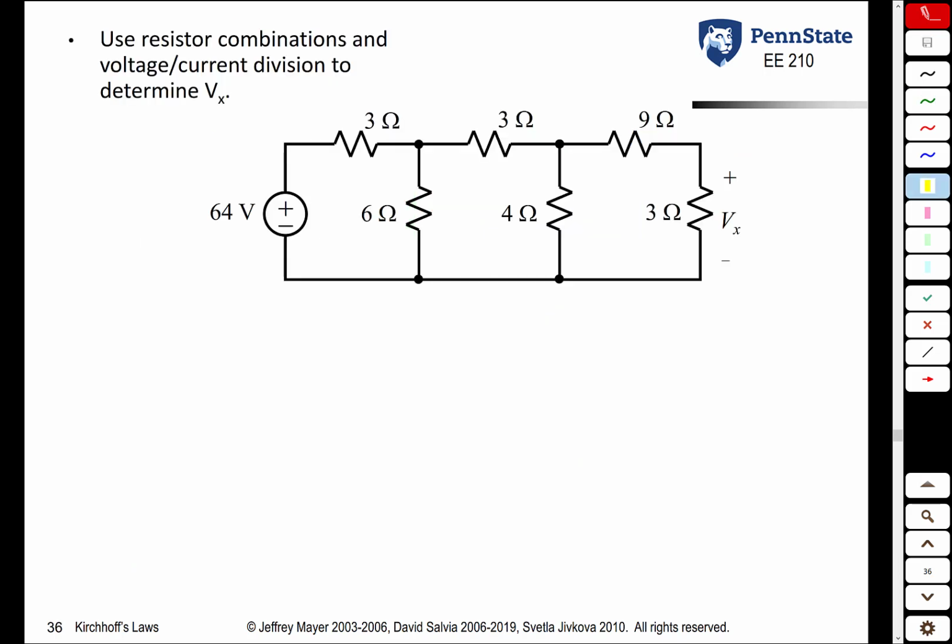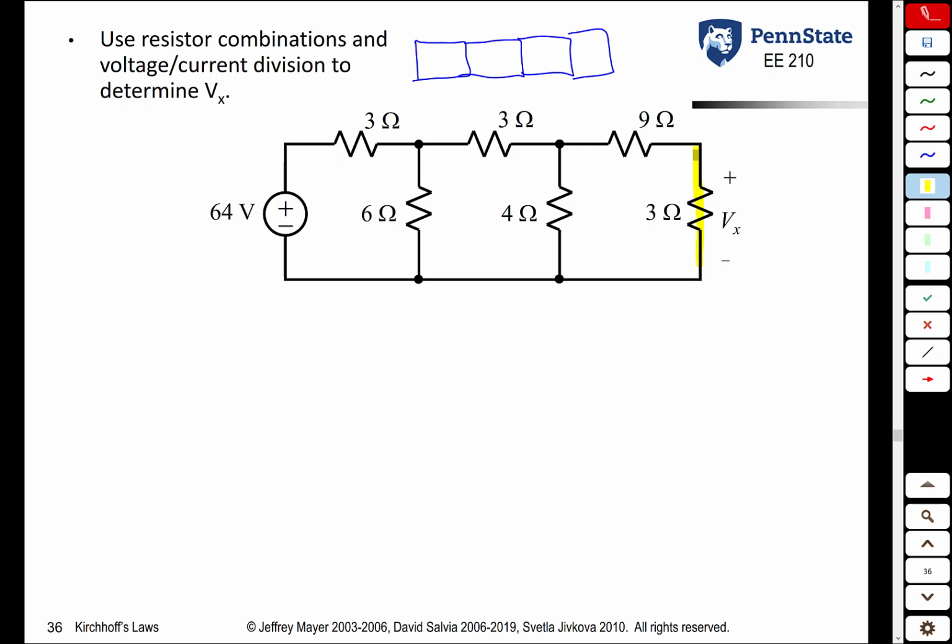In this next example, we are going to use a combination of voltage division and resistor combinations to find the voltage across a resistor in a circuit that is laid out in what is called a ladder network. A ladder network is a network which looks something like this. You can see why it's called a ladder network, because it's sort of shaped like a ladder. So in this particular circuit here, we are asked to find the voltage across this 3 ohm resistor here.